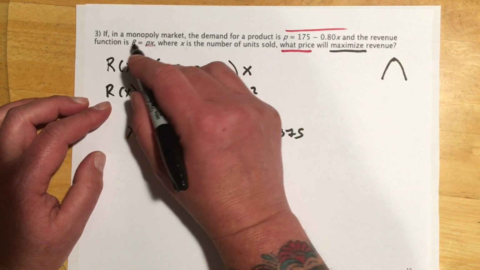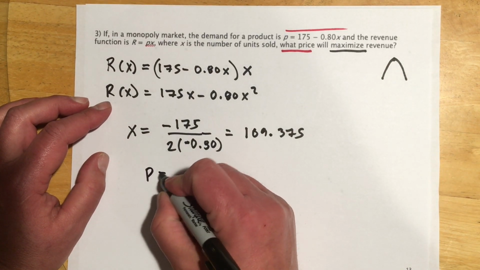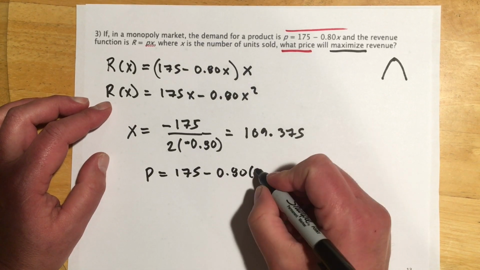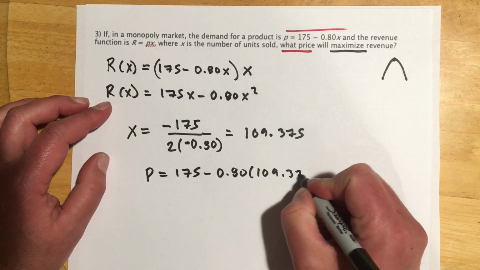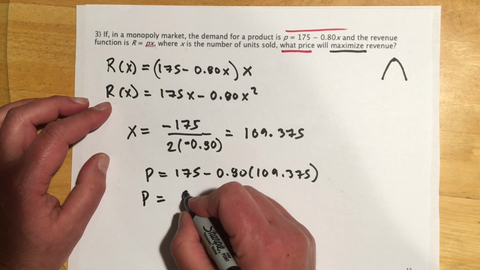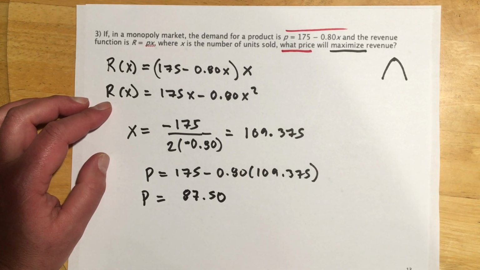And then just like in the last example, I'm just going to plug that back in now. But I'm not putting it into revenue because, again, I don't want revenue, I want price. So price will equal 175 minus 0.80 times that. And I got 87.50 when I did it.